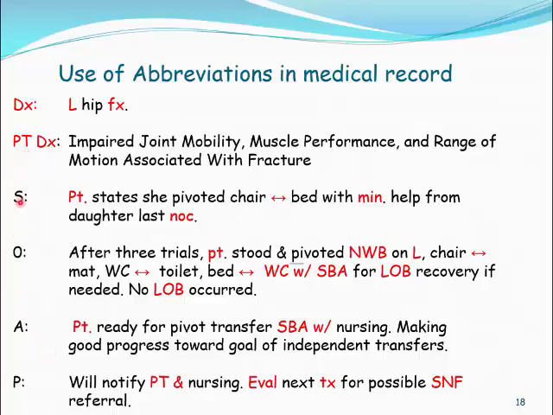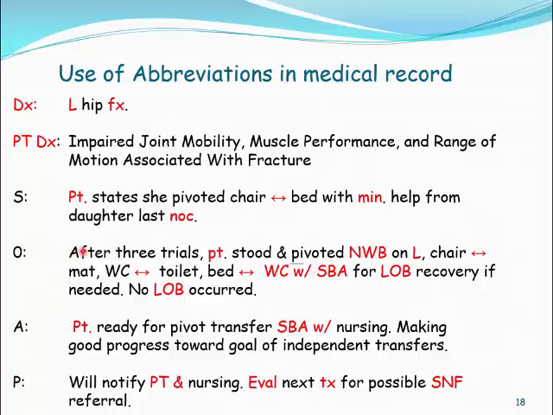In the S portion, or the subjective portion, we see PT but with a small t. This refers to the patient. This arrow refers to and from. Min refers to minimum assist, and NOC refers to night. So this would read, the patient states she transferred to and from the chair from the bed with minimum assist from her daughter last night.